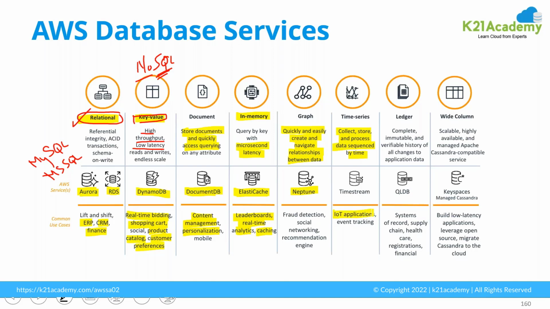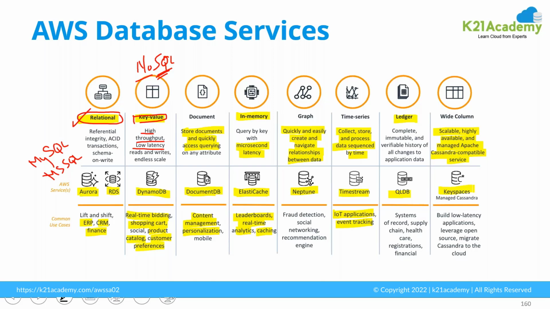For IoT application and event tracking, you can use Timestream. If you want to maintain the ledger, you can use QLDB. And last but not the least, if you want a scalable, highly available, managed Apache Cassandra compatible service, you have Keyspaces with Amazon.